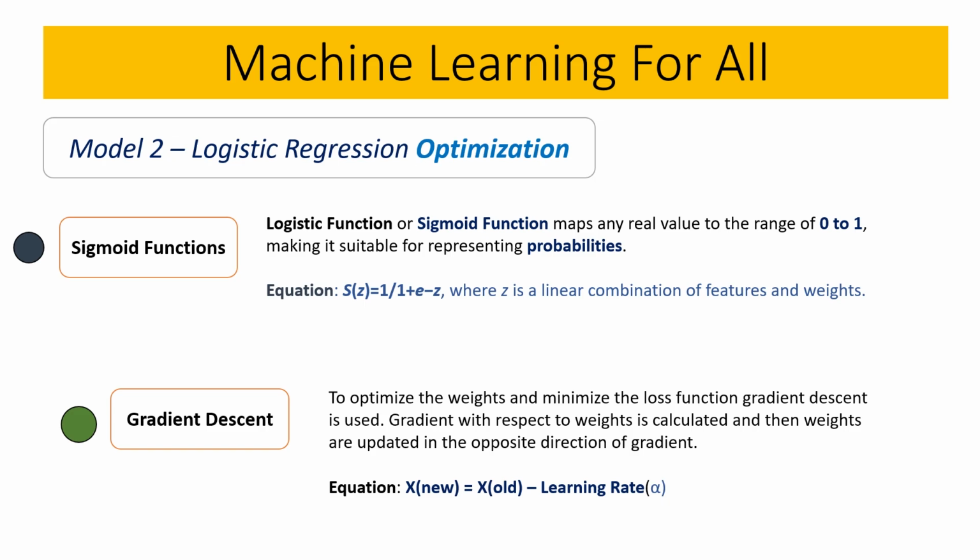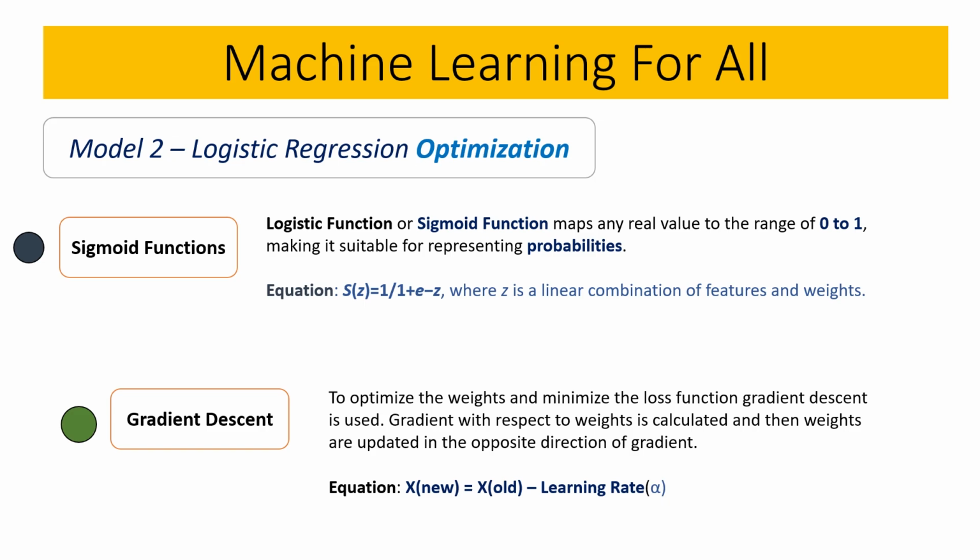Then we have the logistic regression optimization technique. Before understanding the optimization technique, let's understand the sigmoid function a little better, with a little more elaboration compared to the previous one that I already talked about. The logistic regression, also known as the logistic function. The logistic function is the same as the sigmoid function.